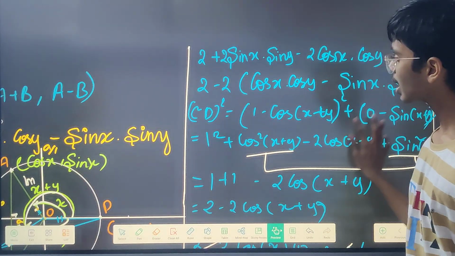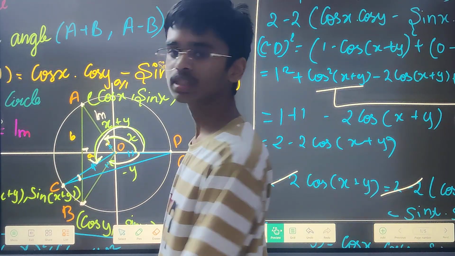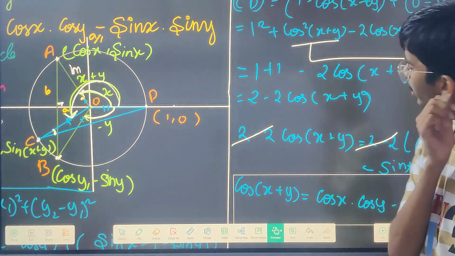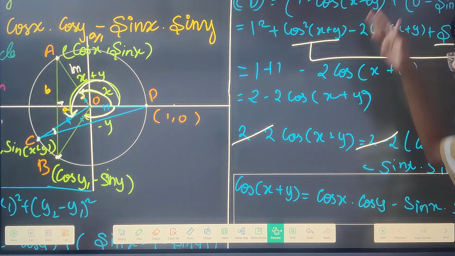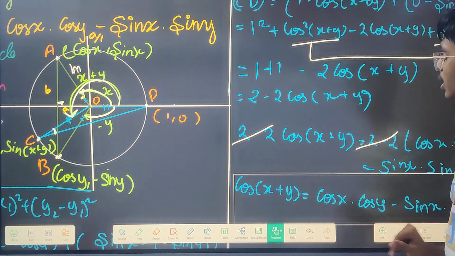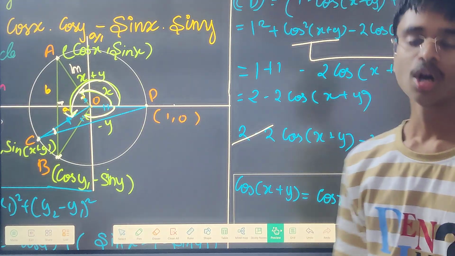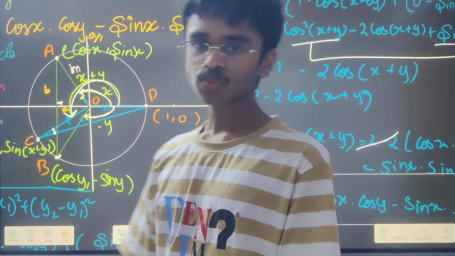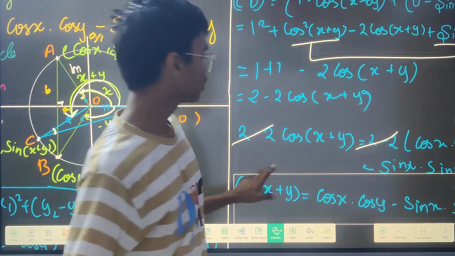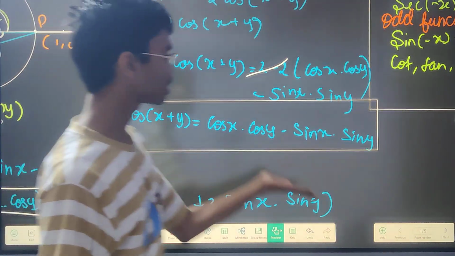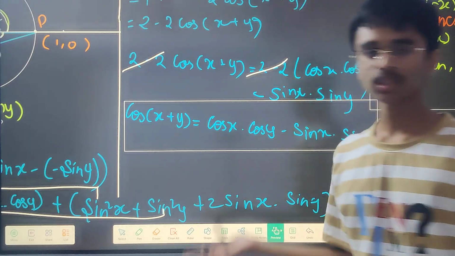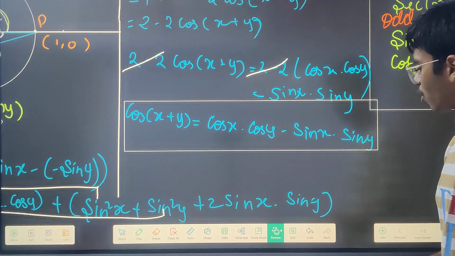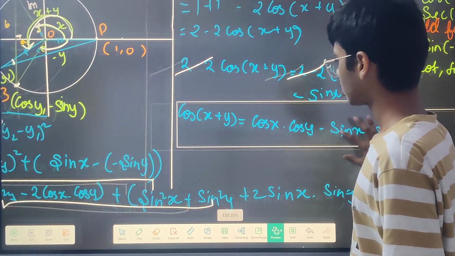Next, when you find the length of CD, you get another formula, which is 2 minus 2 cos(x plus y). Then, when you equate that formula and this formula, 2 minus 2 cos(x plus y) is equal to 2 minus 2 (cos x cos y minus sin x sin y), you finally get our desired formula, which is cos(x plus y) is equal to cos x cos y minus sin x sin y. You have got this.